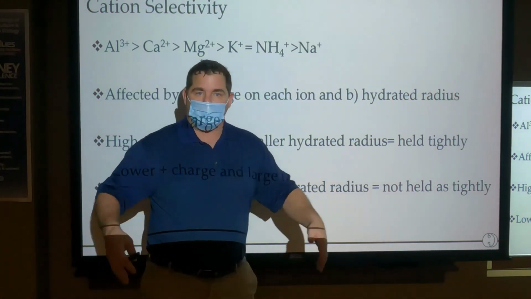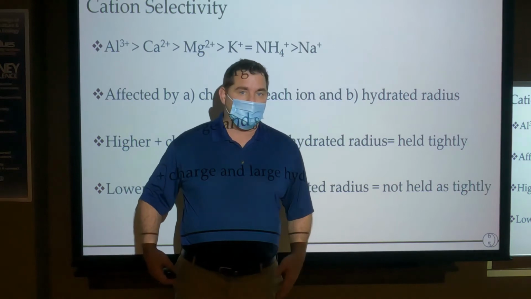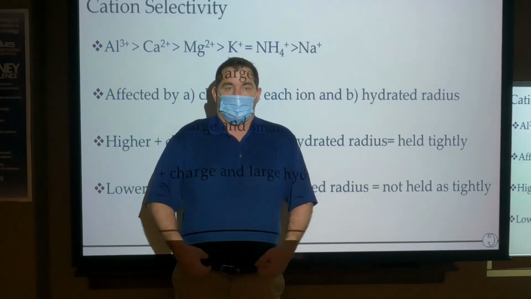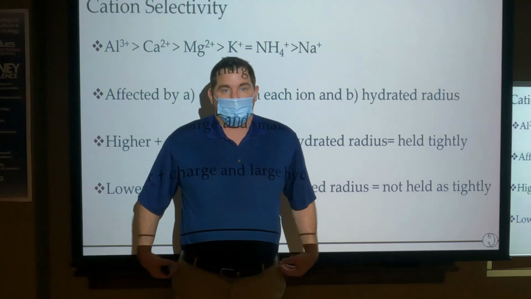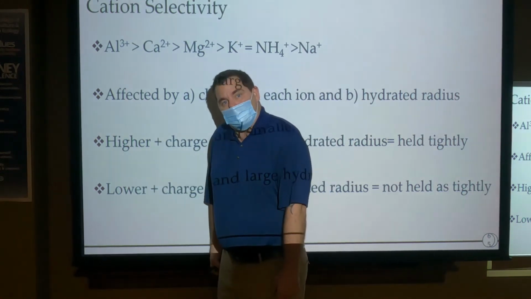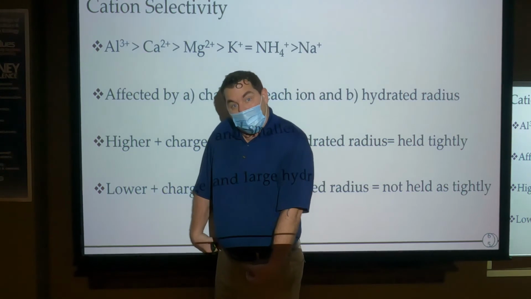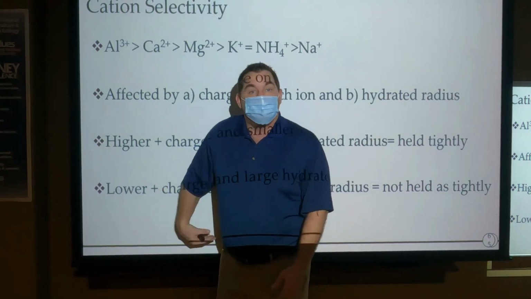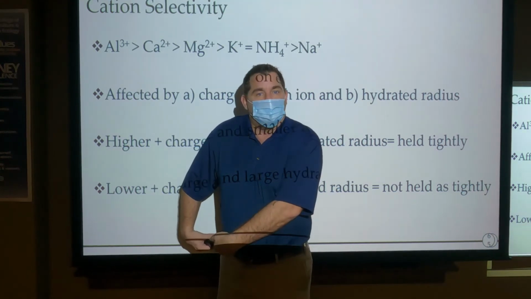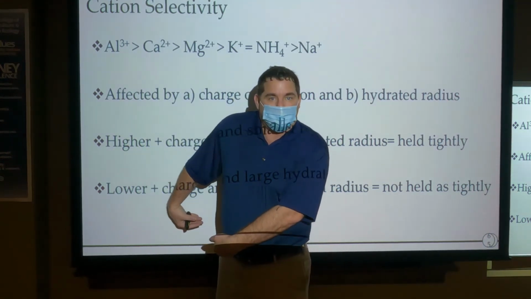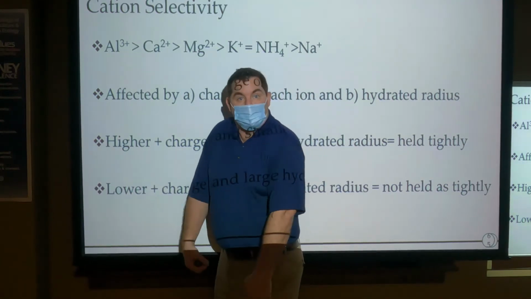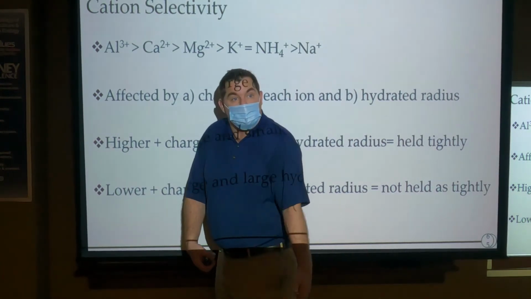And so you can think about it like a hula hoop. So aluminum has a great charge with a very small hydrated radius. And so it's attached closer. It's attached more tightly because the charge does not have as much water to overcome. The distance between the center of the aluminum charge and the center of the oxygen on the tetrahedral is very close. So they're held very easily.